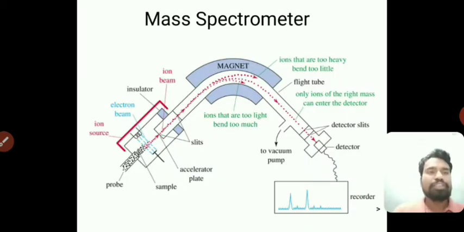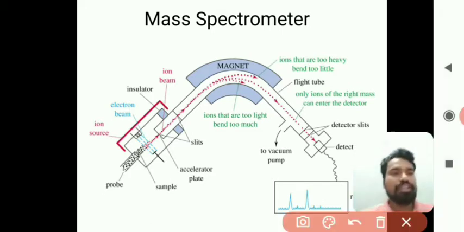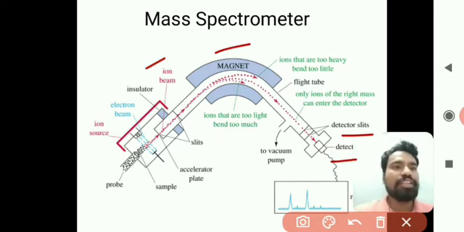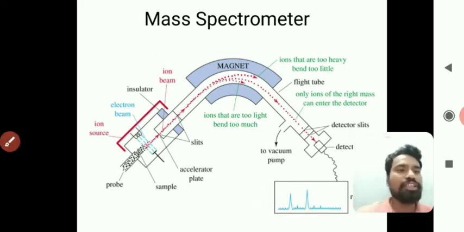Now just observe the diagram of the mass spectrometer. In this process we use a sample injector and an electron beam. Here we also have the ion beam, a magnetic field, and then detection, amplification and recording. So these are the components used in a mass spectrometer.